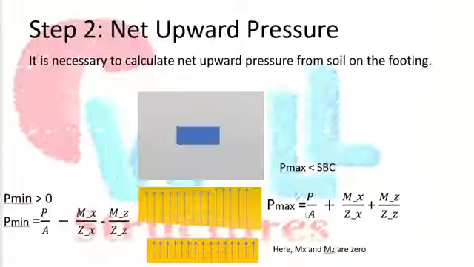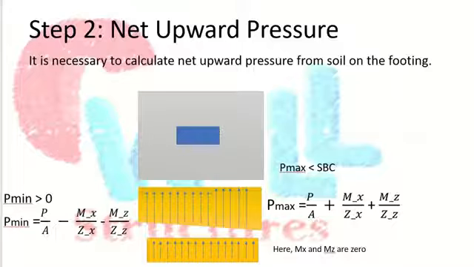Maximum pressure, we have a formula: force upon area plus the moment about x upon Z, where Z is the section modulus for the particular footing, plus moment about z upon section modulus about z direction. The unfactored maximum pressure should be less than SBC, and if this is more than SBC, then the foundation will fail. P minimum, the minimum upward pressure, should be more than 0. If P minimum is less than 0, the footing will uplift and it will fail.